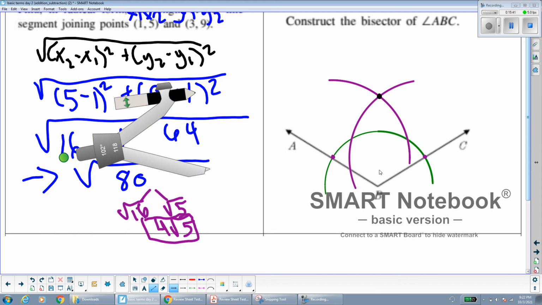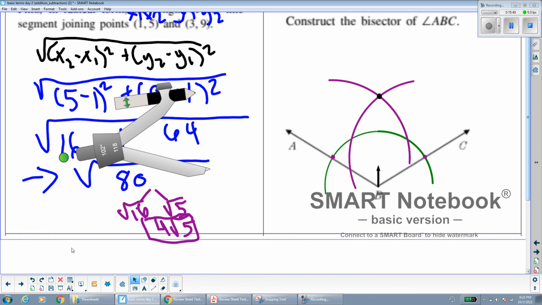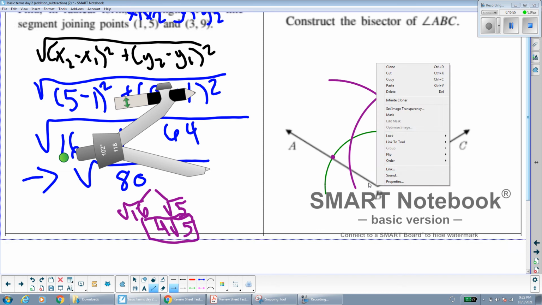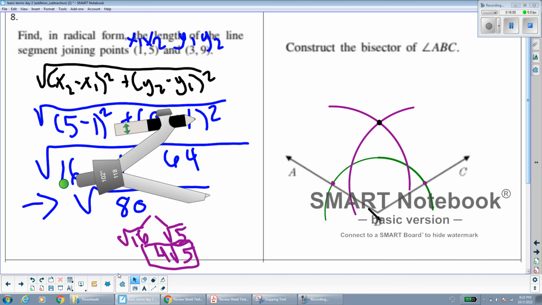So let me get a line here, and I'm going to start at the vertex of the angle. Oh no, let me try that again. Why does it keep doing that? One more time. I keep pressing the wrong button on my computer.